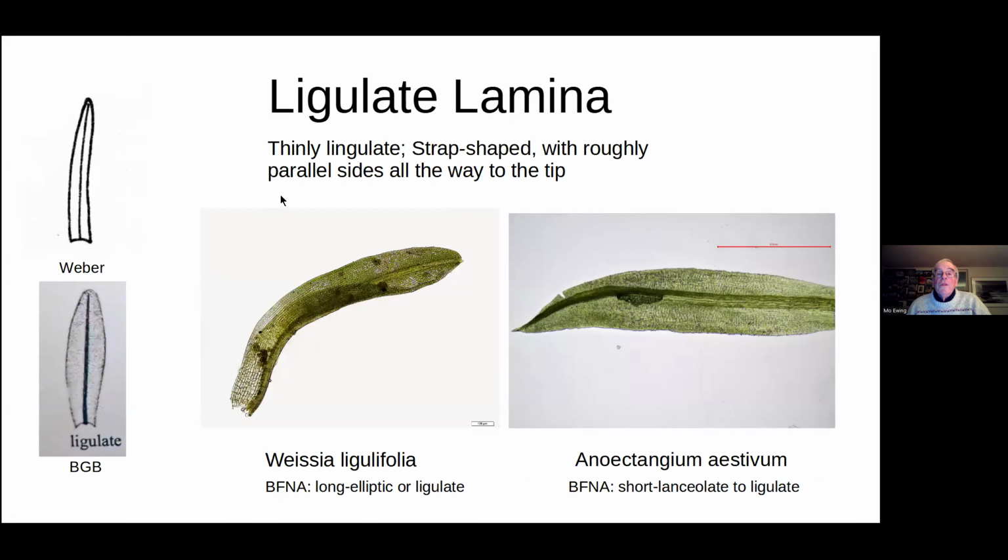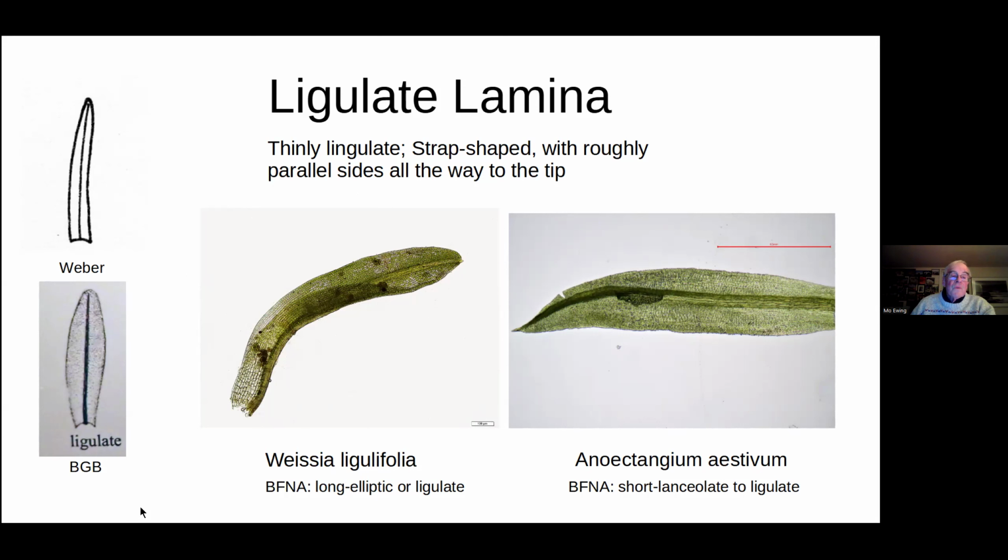Okay, so here we are with a ligulate lamina. I'm sorry, linear lamina, because it's linear and ligulate. The definition of this is that it's thinly linear. I should have done linear first, but it's basically strap shaped. The sides are parallel almost all the way to the tip, and it's thin all the way.